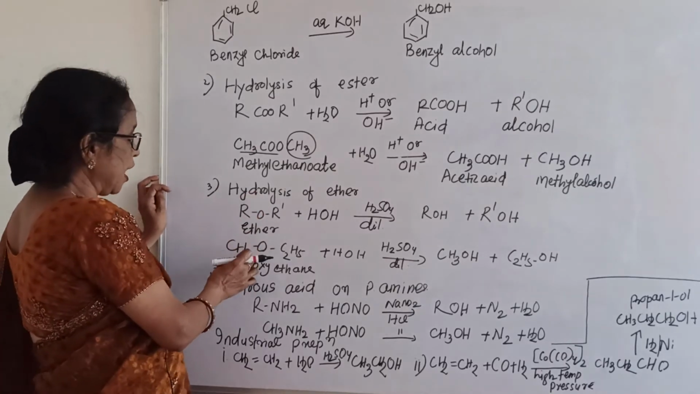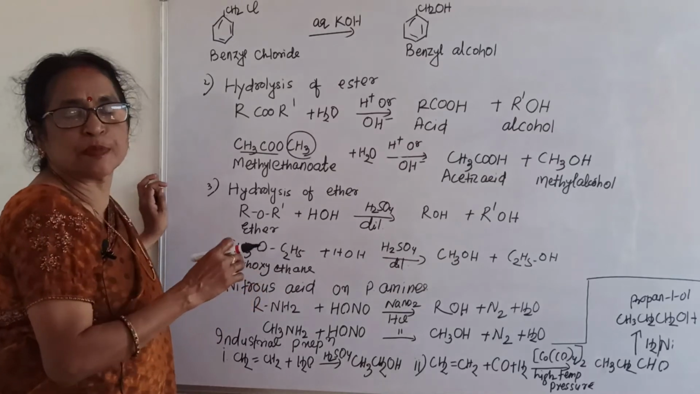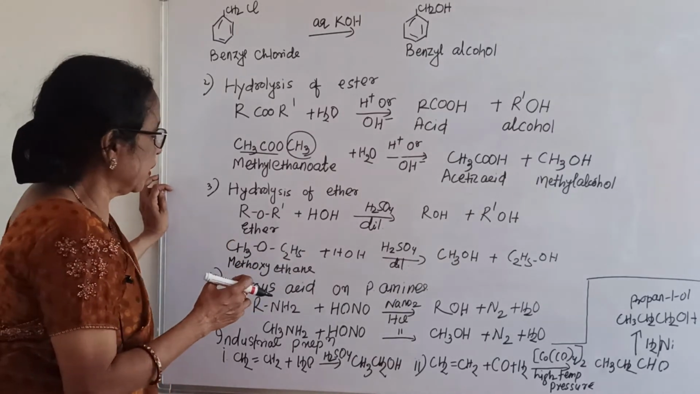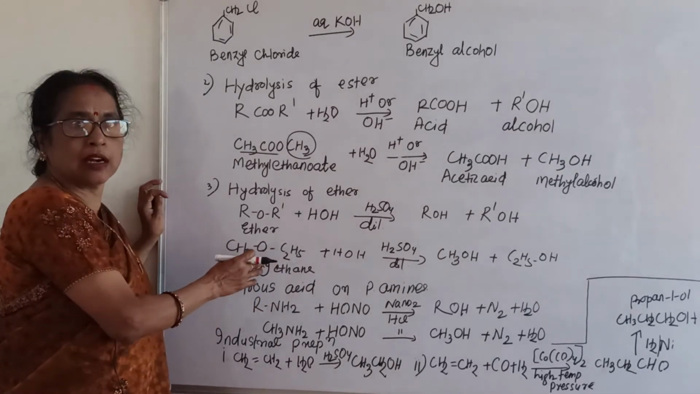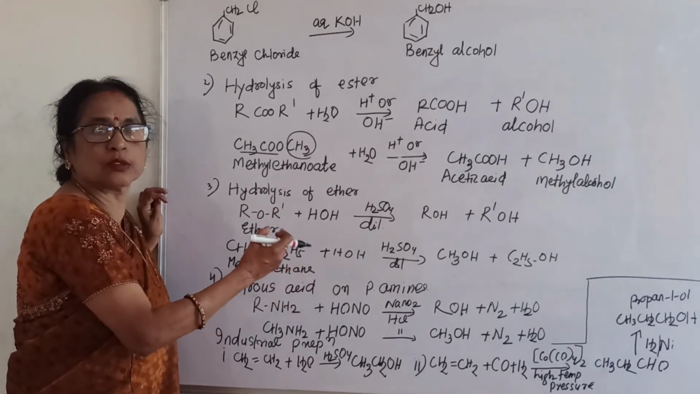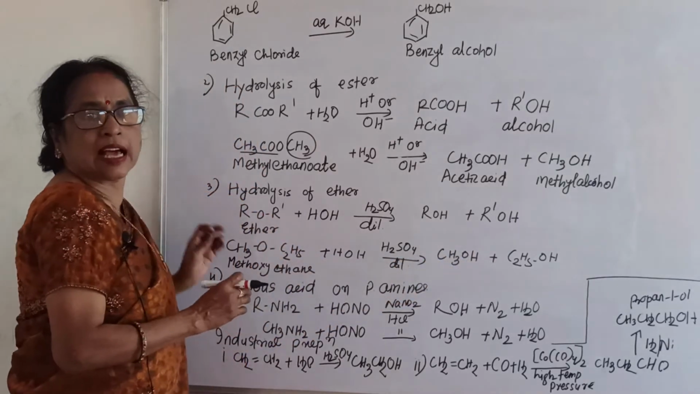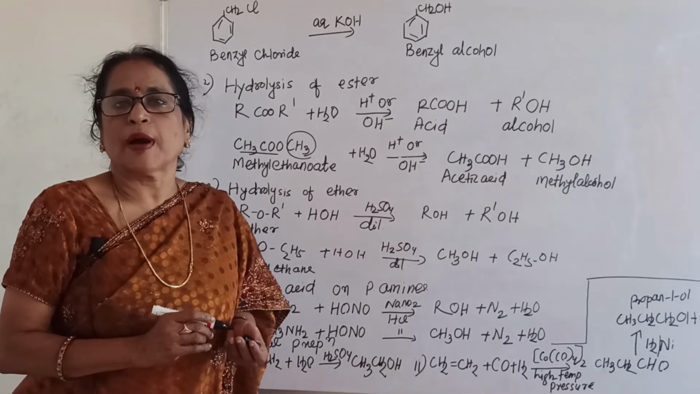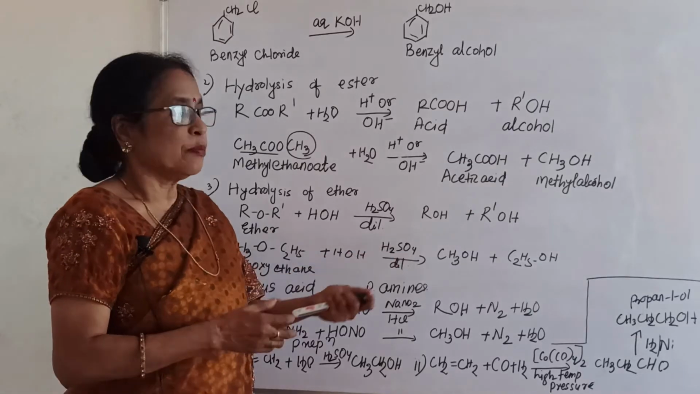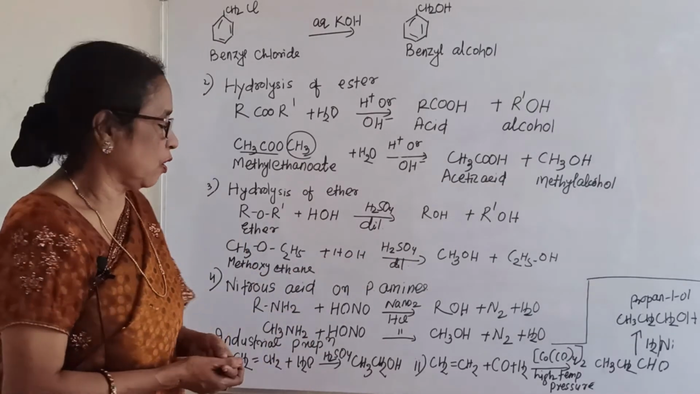What is the common name? Ethyl methyl ether. On hydrolysis in presence of dilute sulfuric acid, two types of alcohol are produced. The left side also gives alcohol, right side also gives alcohol. Now here methyl alcohol and ethyl alcohol are the two types of products. Now you can say methyl alcohol name methanol, ethyl alcohol name ethanol.